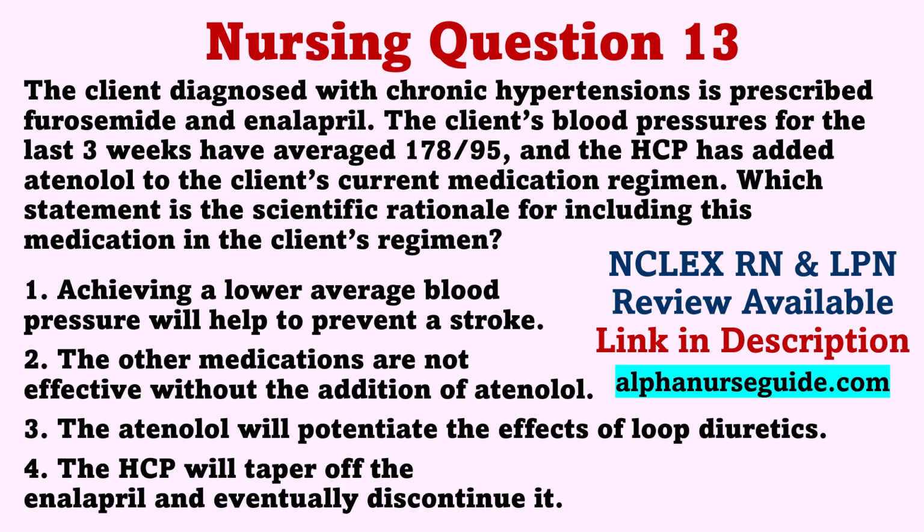The correct answer is 1. Achieving a lower average blood pressure will help to prevent a stroke. Rationale: hypertension is a risk factor for developing a stroke. Some clients require multiple medications to control their hypertension. If option 2 was true, then atenolol would be the only medication the client needs. Beta blockers are frequently used in combination with other antihypertensive medications to control a client's blood pressure.